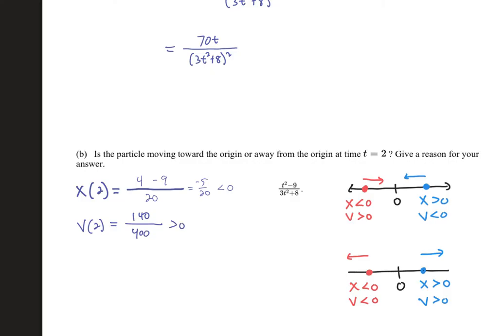Now we have the scenario where the position's negative and the velocity is positive. Position negative, velocity positive, so that's like this situation. And so this particle is moving towards the origin.